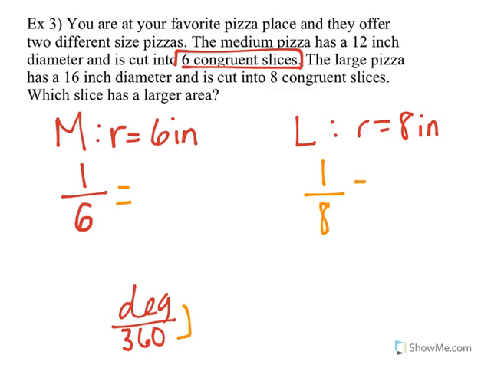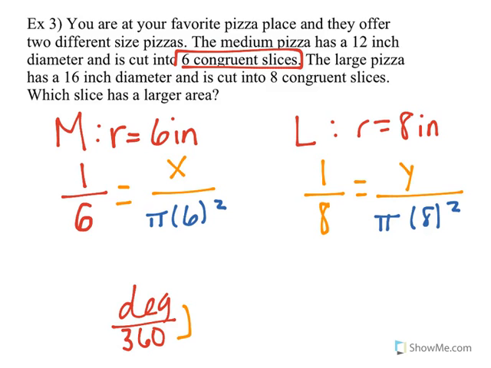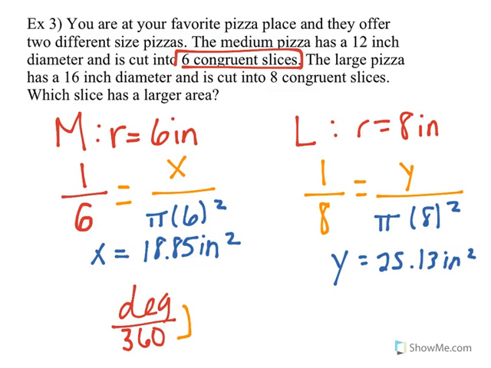Okay? And now what we're going to do is our formula says part over whole equals area of the sector over the area of my entire pizza in this case. So the area of my sector is basically what we're trying to find for each one. And I'm going to use different variables just to make it easier. And then what is my area of each one? Well, they give me my radius, so it's just going to be pi times 6 squared for this piece, pi times 8 squared for this piece. And what I can do is cross multiply and solve, and I'll get my area for my medium slice is 18.85 inches squared. My area for my larger slice is 25.13 inches squared.